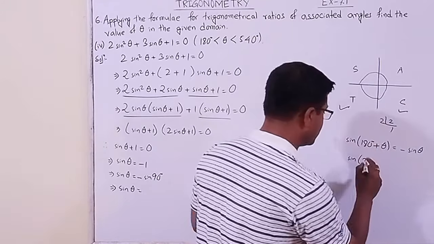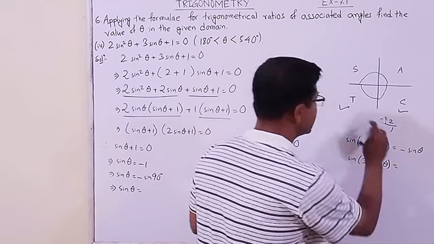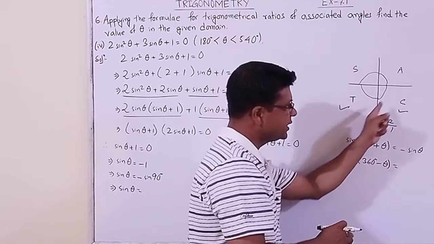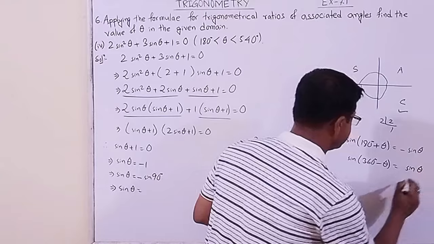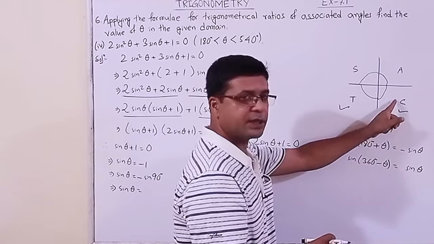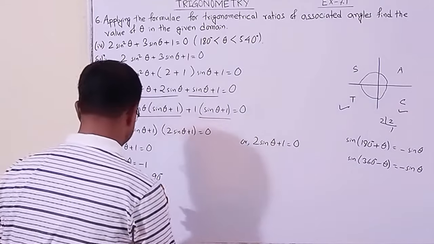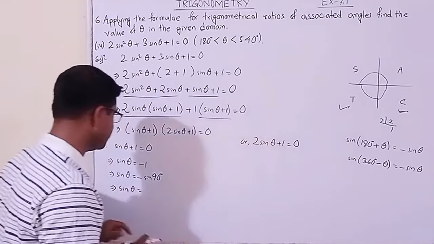How can we express the fourth quadrant? Earlier also we discussed 360 minus theta, is not it? Third quadrant is 180 plus theta, fourth quadrant is 360 minus theta. So this is sine of theta. Okay, this is in the fourth quadrant. In the fourth quadrant sine is positive or negative? Negative. So minus sine theta. Got it? So let us do for this one only at first.